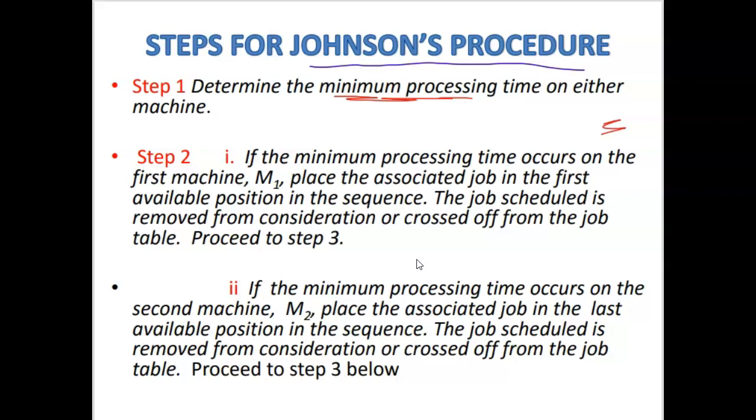Step 2, Roman figure 1 says, if the minimum processing time occurs on the first machine, denoted as M1, first machine, place the associated job in the first available position in the sequence. Now, if the minimum processing time occurs on the second machine, denoted as M2, we place the associated job in the last available position in the sequence. What do we mean by this positioning? How do we position?